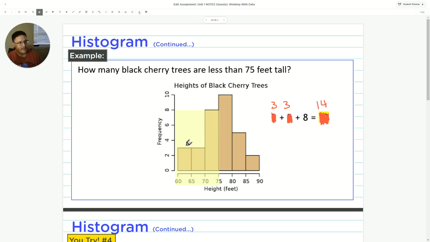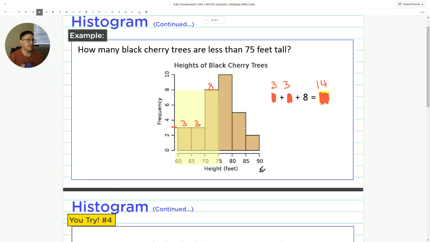So between 60 and 65, there were about 3. Same thing with 65 to 70. And then everything less than 75 is to the left of this line right here. So that includes this bar. So we're going to add 8 to those 3s. 3 plus 3 plus 8 means there were 14 black cherry trees that were less than 75 feet tall. That's it. That's how you read a histogram, and that's the answer to this example.